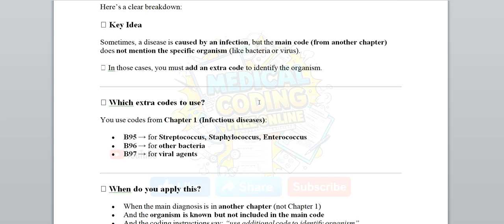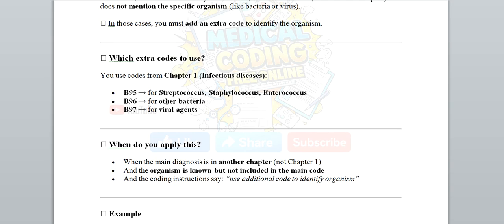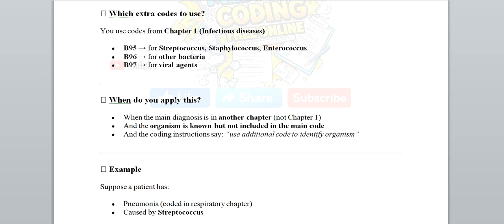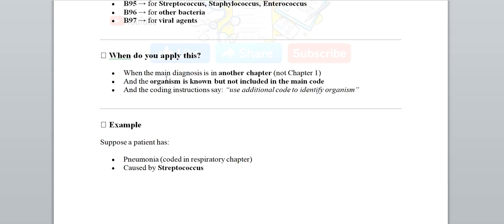So which extra code to use? You use the codes from Chapter 1, infectious diseases: B95 for streptococcus, staphylococcus, enterococcus; B96 for other bacteria; B97 for viral agents. When do you apply this? When the main diagnosis is in another chapter, not Chapter 1, the organism is known but not included in the main code, and the coding instructions say use additional code to identify the organism.